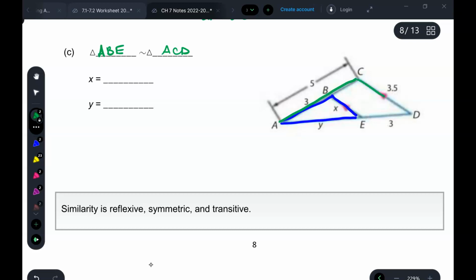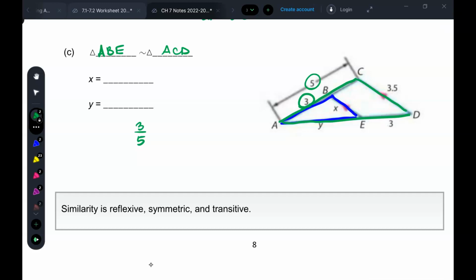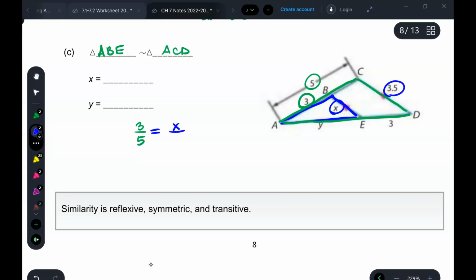Is it X over 3.5? We have alternate angles. This is 5, so this is 2. Okay, so 3 corresponds to 5, right? You see how this is just saying that's the length of that whole side. So 3 has to correspond to 5, and X has to correspond to 3.5. Because this is the whole side, that's 5, and this is the whole side here, 3.5.